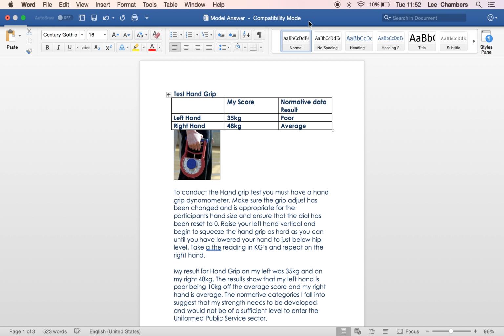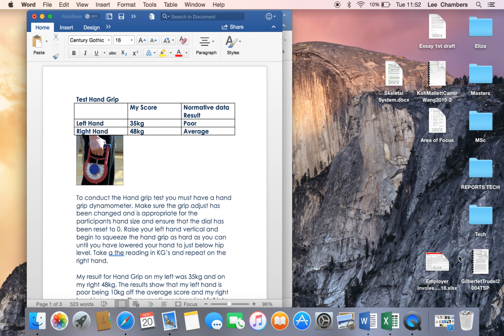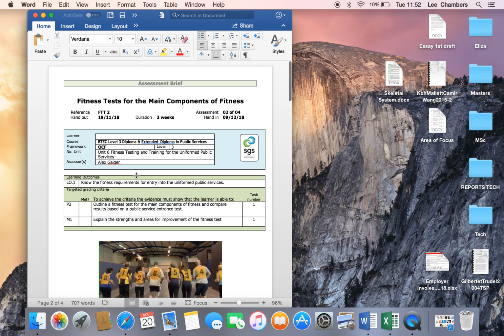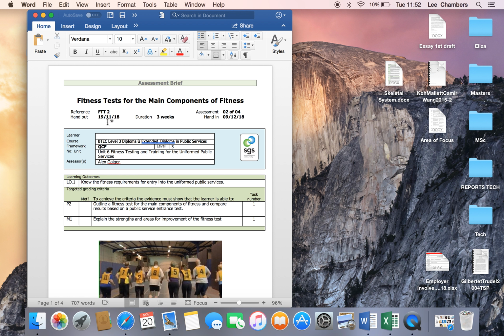So that's the assessment. If we go back to the assessment brief, and we just look at the due date, so it's handed out on the 19th, which is the Monday that's just gone, and it's due in on the 9th or the 12th. There is a significant amount of time for you to get that done, but you do need to work smart to make sure you meet the deadline.